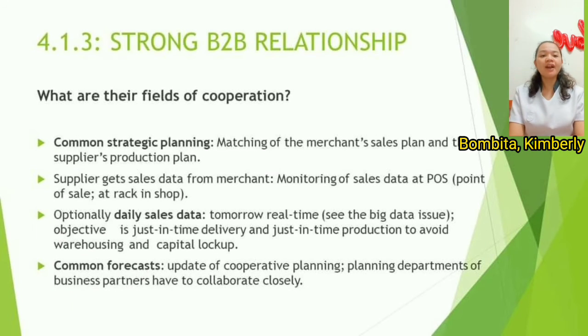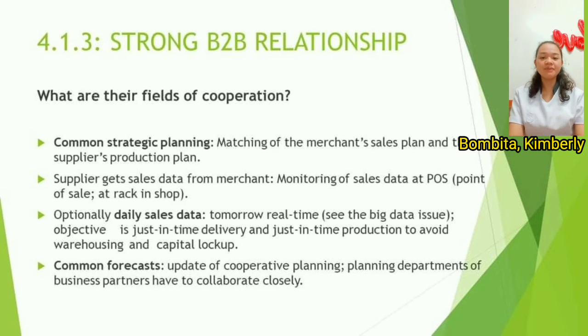There are fields of cooperation of supplier and merchants. The first one is the common strategic planning, where supplier and merchants have a strategic plan ahead of time. The second is supplier gets sales data from the merchant. Supplier gets monitoring sales data at a point of sales. Third one is optionally sales data.